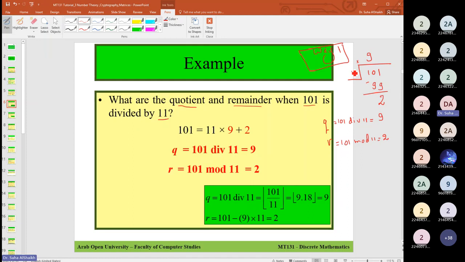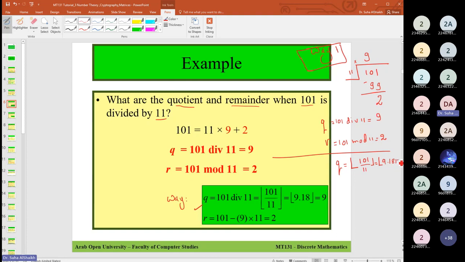Okay, when the number I'm dividing is a positive number. Method number 2, or way 2, you can find it in here: Q is equal to the floor of the quotient of 101 divided by 11. We took the floor function last time. So what is the floor of 101 divided by 11? It is the floor of 9.18 and so on.